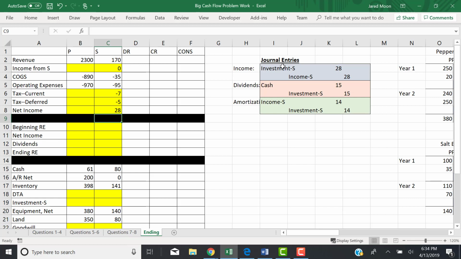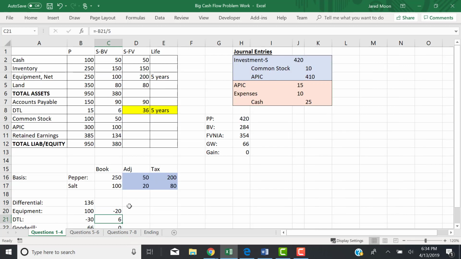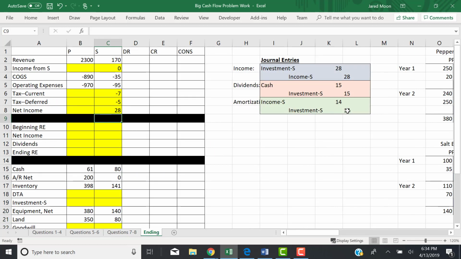Now it tells us in the problem that we paid $15 dividends. So here's our entry there. And then our amortization expense is 14 because it's the same as it's always been. It's the -20 plus 6. So let's jump back over here and record that amount.